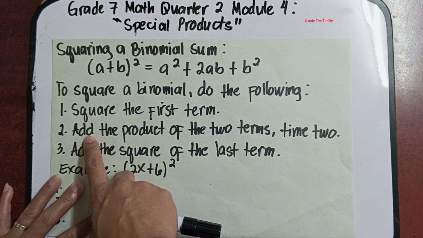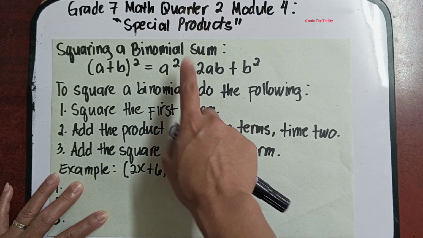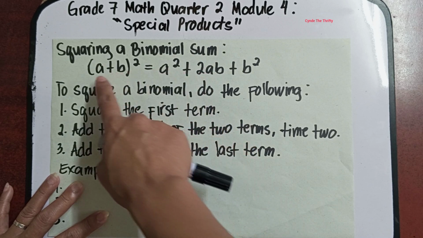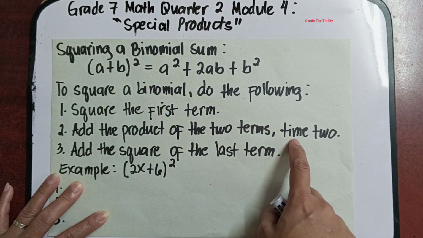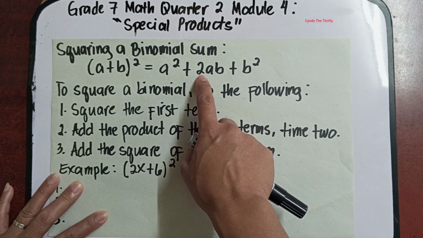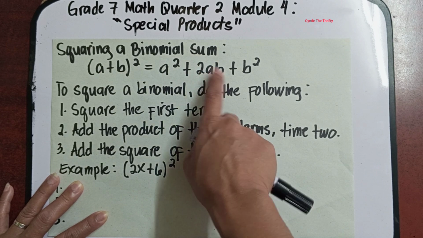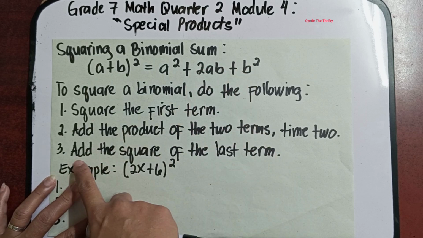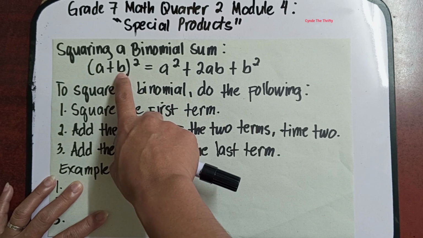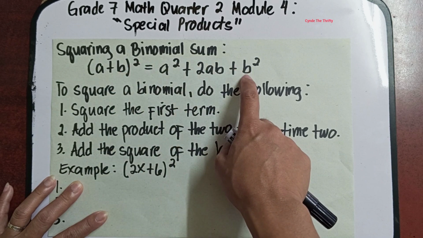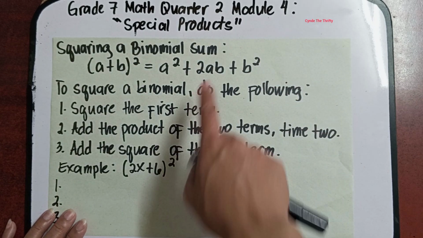Second, add the product of the two terms. Ano yung two terms natin? A and b. So i-multiply natin si a and b times 2. Kaya, 2ab. And then third, add the square of the last term. Ang last term natin is b. So, i-add natin ang kanyang squared. So, that is b squared. Okay? So, i-apply natin ang ating formula.